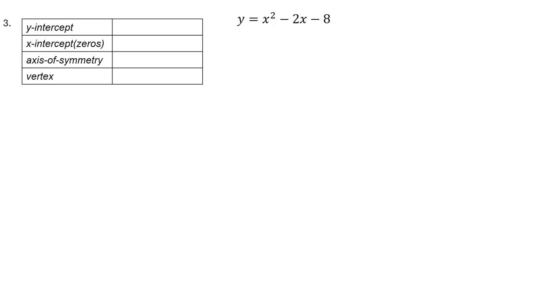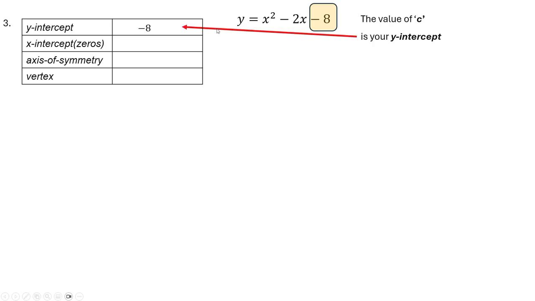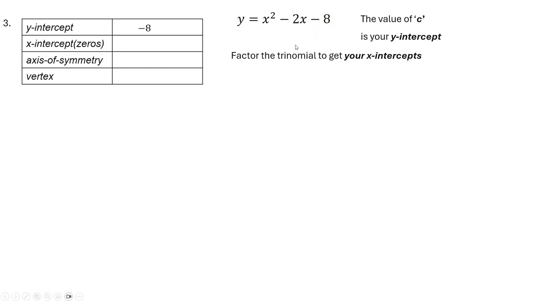Question 3. Our trinomial is y equals x squared minus 2x minus 8. Again, our y-intercept is just going to be this number right here, negative 8. To get our x-intercepts, we have to factor x squared minus 2x minus 8. So we're looking for a number that multiplies to negative 8 and adds to negative 2. And those pair of numbers happen to be 2 and negative 4, which makes our x-intercepts negative 2 and positive 4.